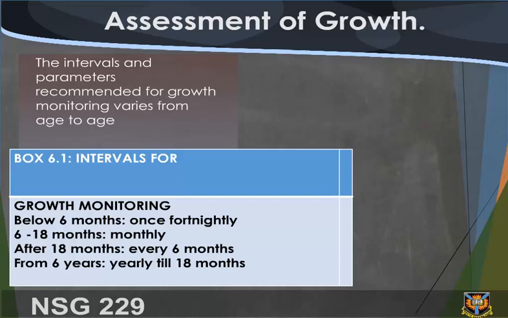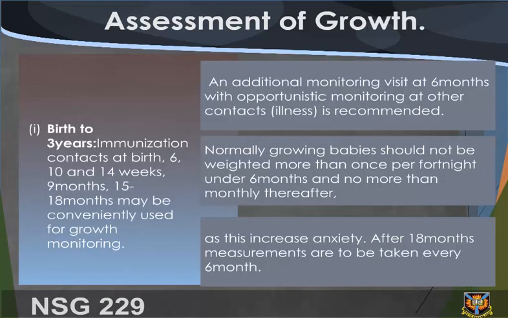Box 6.1. Intervals for growth monitoring. Below 6 months, once fortnightly. 6 to 18 months, monthly. After 18 months, every 6 months. From 6 years, yearly till 18 months. 1. Birth to 3 years.